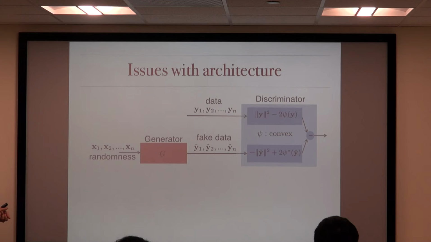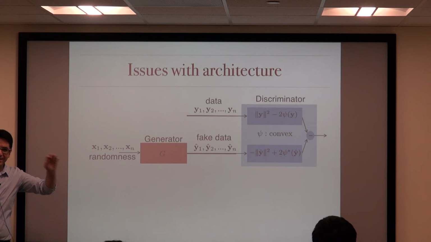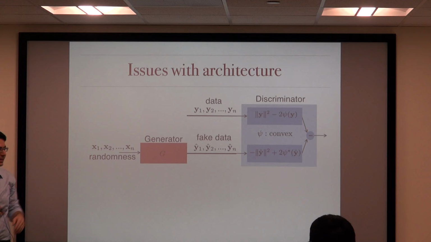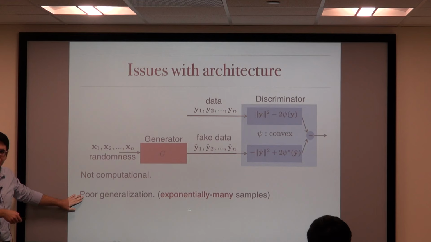As I said, we didn't assume any limitation on the number of samples I have observed. We assume we have an infinite amount of samples. And it turns out that this architecture by itself, first of all, is not computational, because it is hard to characterize all convex functions. But more importantly, it requires exponentially many samples in order to learn even a simple Gaussian distribution, right? It's a big problem for us.